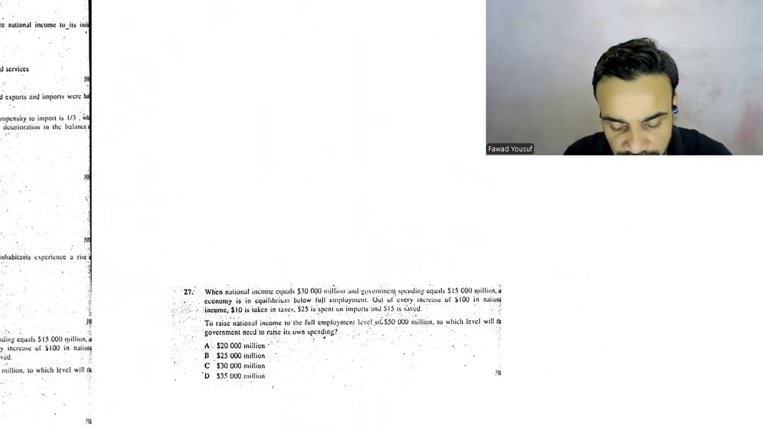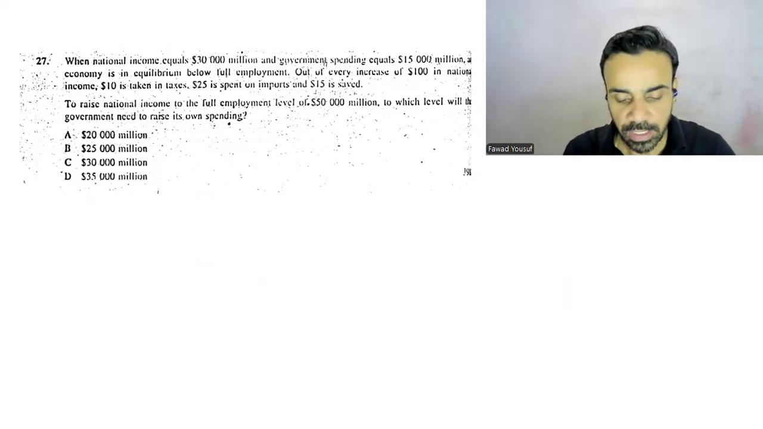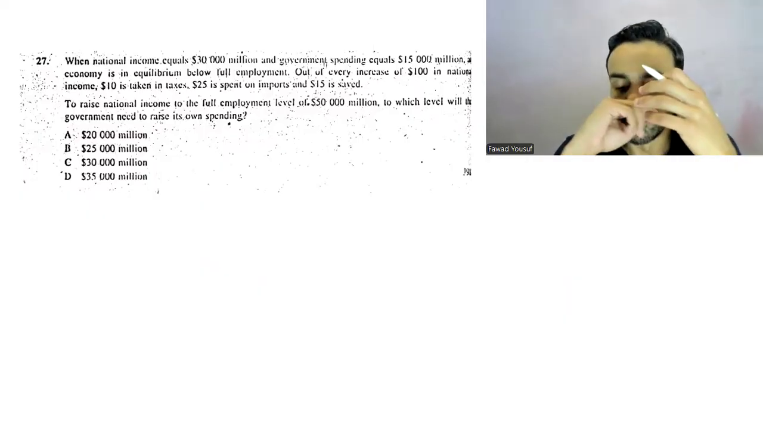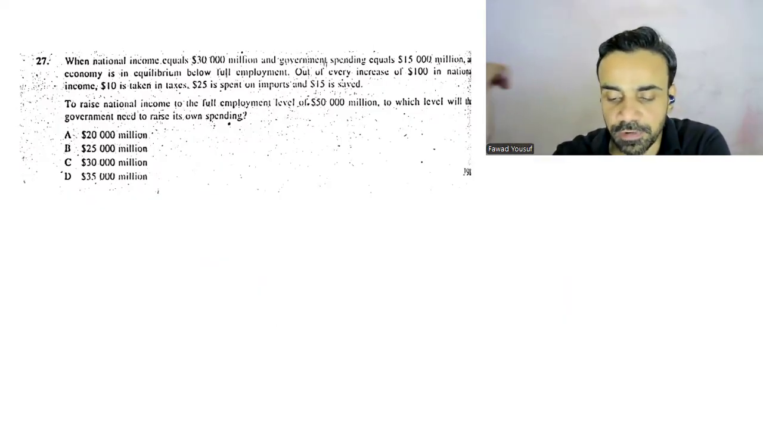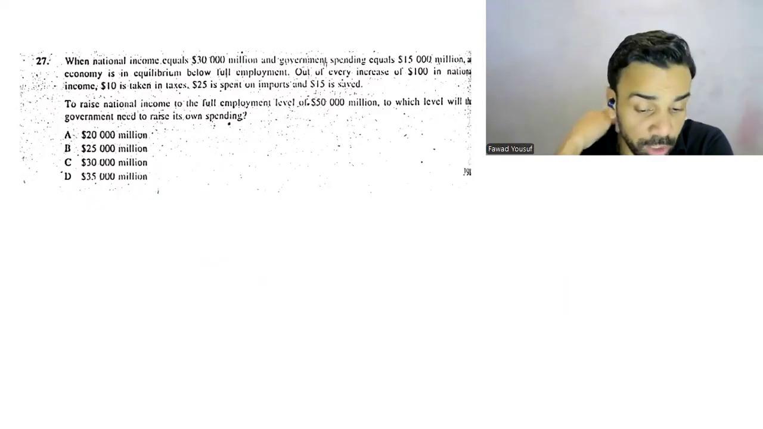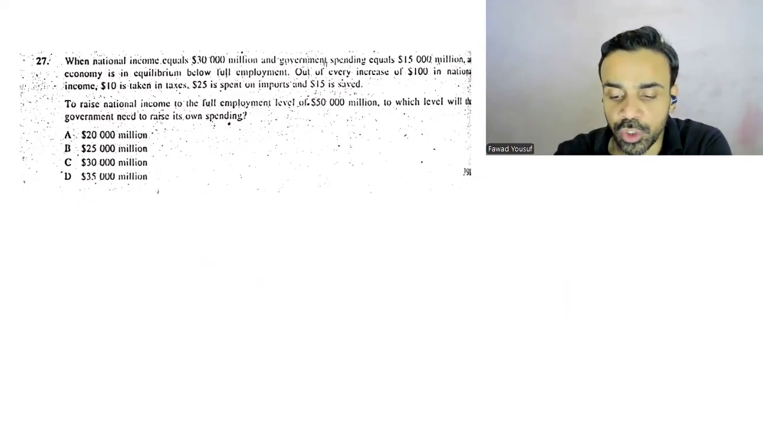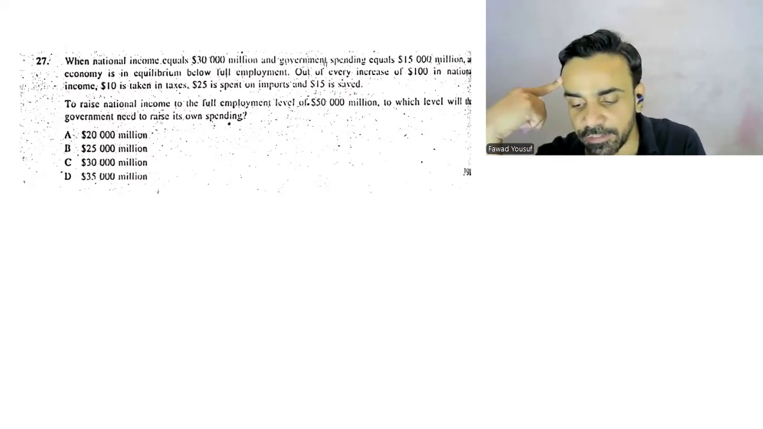Similar, yet an edge, something is done here. Question is, the economy income 30,000 million, national income equals 30,000 million, and government is spending about 15,000 million out of this 30,000, and economy is at an equilibrium below full employment level. Okay. Out of every increase of 100, 10 is taken in taxes, 25 is spent on import, and 15 is saved.